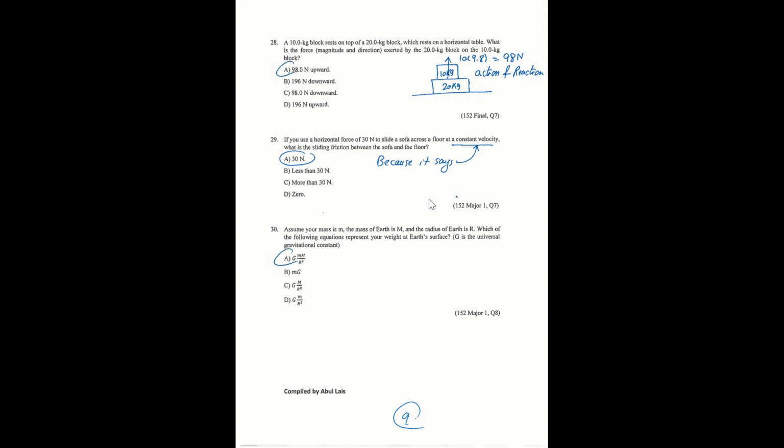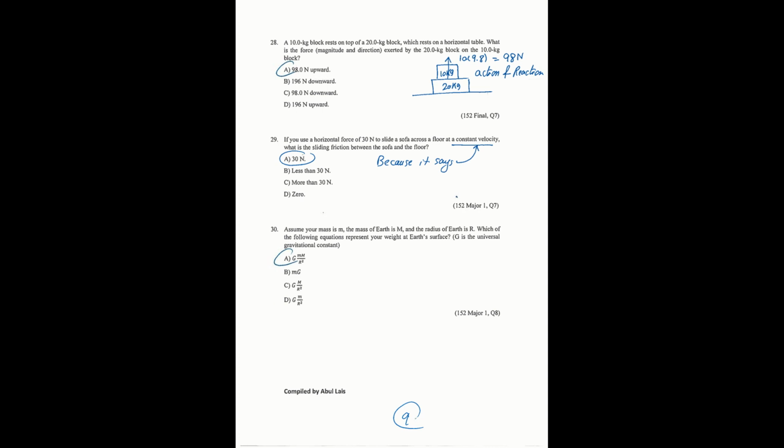Number 29 says that if you use a horizontal force of 30 newtons to slide a sofa across a floor at a constant velocity, what is the sliding friction? Again, here is a keyword: sliding at constant velocity. It means that the net force applied is 0. So the force of friction must equal the pushing force, which is 30 newtons. So the answer should be A.